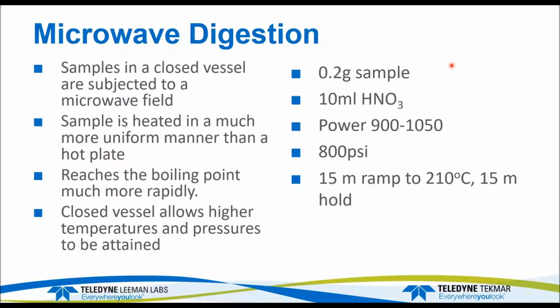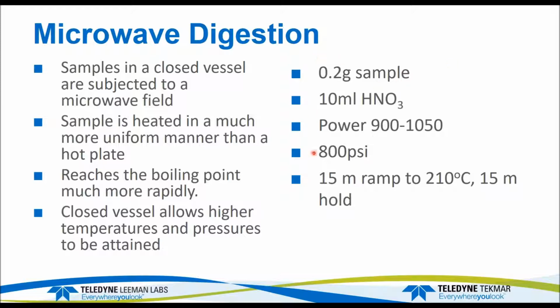The next potential technique is microwave digestion. So here these samples are subjected to a microwave field. Samples are heated in a much more uniform manner than on a hot plate. On a hot plate, you're heating by conduction. Here, you're heating by the microwaves. So the samples reach boiling point very quickly. The closed vessels allow much higher temperatures and much higher pressures.